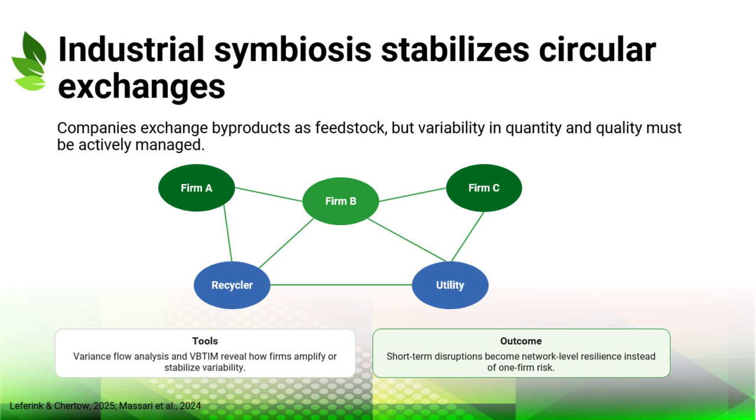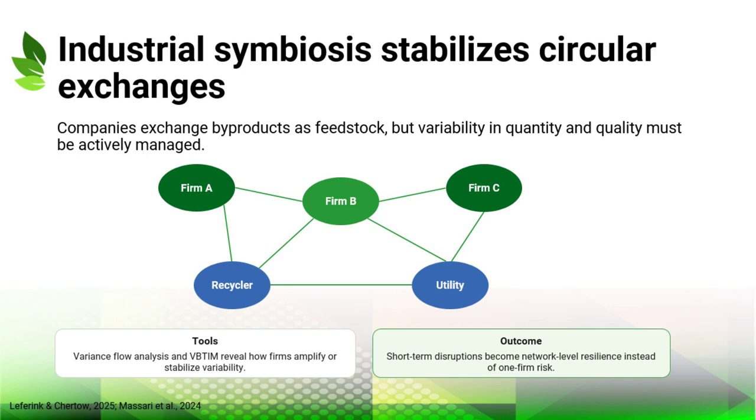However, the chapter emphasizes that circular exchanges are often variable. Quantity, quality, timing, and composition of byproducts can fluctuate. That variability must be managed, not ignored. Tools such as variance flow analysis and VB-TIM help identify how firms amplify or stabilize uncertainty.